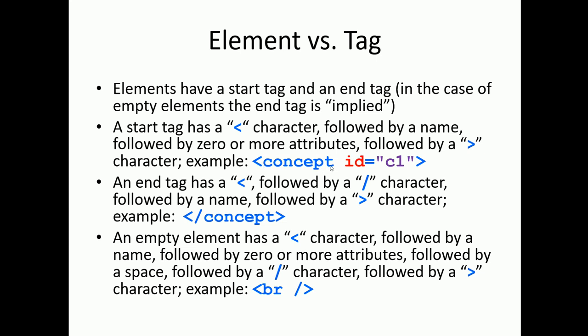So we have our less than character. We have our element name. In this case, the element is named concept. We have a space, and then we have an attribute called ID. ID equals, and then the value of the ID in this case is C1, and that's enclosed in, it can be either single quotes or double quotes. And then we have the greater than sign, which tells us that's the end of that tag. An end tag has a less than followed by a slash followed by the name followed by a greater than. So for this start tag of this element, we have this end tag, which would be the end tag for concept.